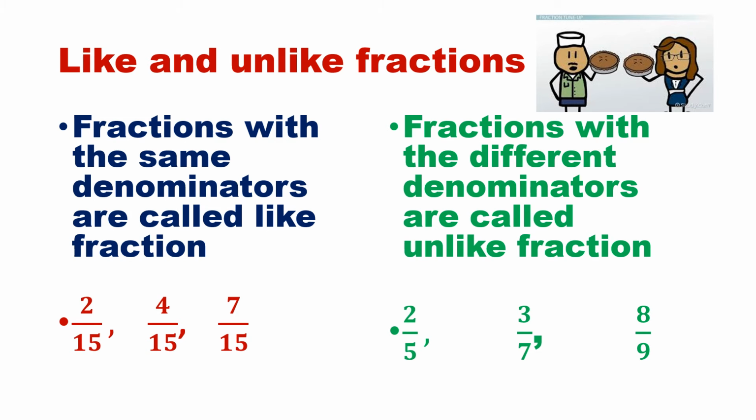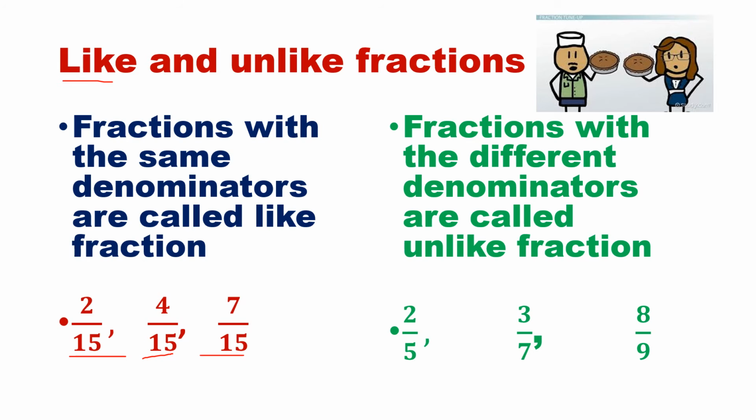Now another classification of fraction is like and unlike fractions. Like means same, and unlike means different. So fractions with the same denominators are called like fractions. See here, 2 by 15, 4 by 15, 7 by 15, 8 by 15, 9 by 15 and 12 by 15, they all will be called like fractions because they have the same denominator.